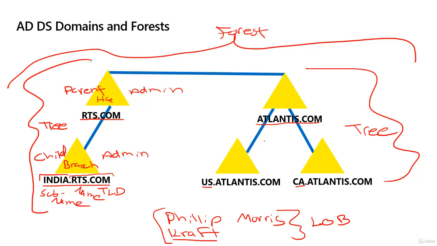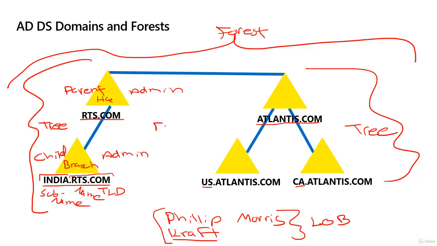So for us, this is the same thing I want to have here. RTS, maybe they sell some type of product. Atlantis is part of the same company. They just sell some different type of product, but they have these different appearances, different branding, different names. If that's true, then I create a separate tree in the forest. If everything was under RTS, then I would have had all these be child domains under RTS.